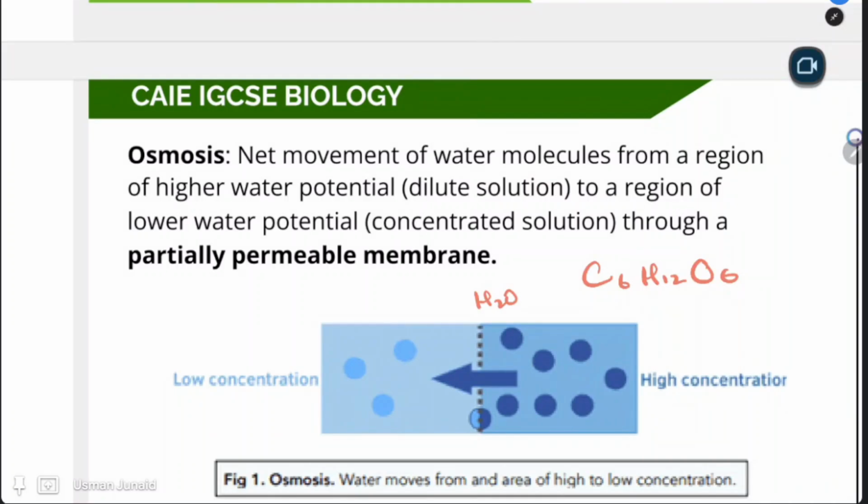So osmosis is the net movement of water molecules from a region of higher water potential to a region of lower water potential, right? Through a partially permeable membrane.